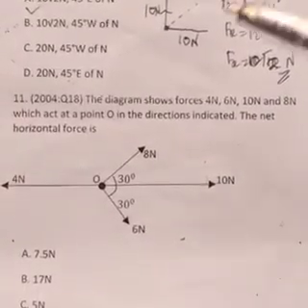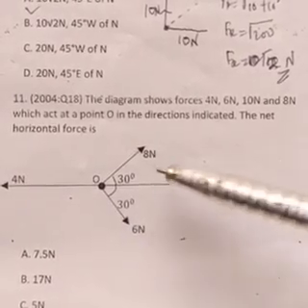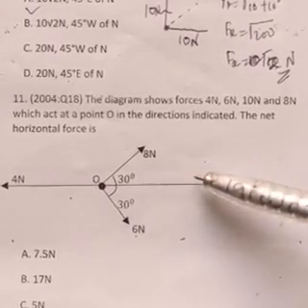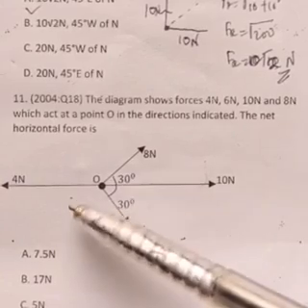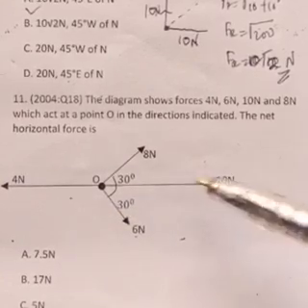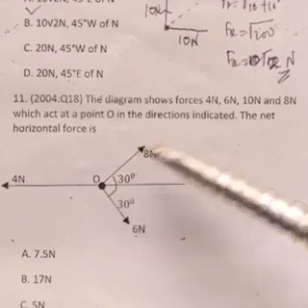In this question, the diagram shows forces 4 Newton, 6 Newton, 10 Newton, and 8 Newton acting at point O in the directions indicated. The net horizontal force is? So this 4 and this 10, they are horizontal forces. But this 8 is inclined. For every inclined force, they have two components.